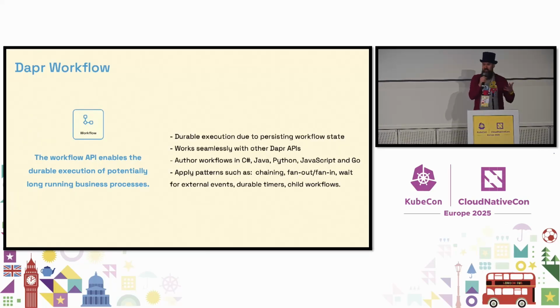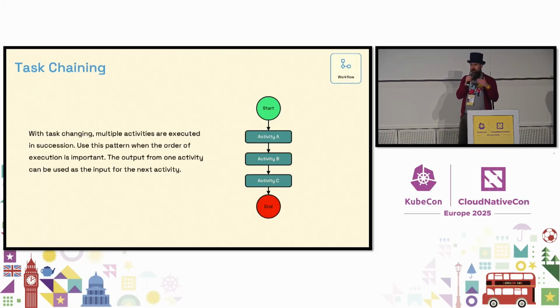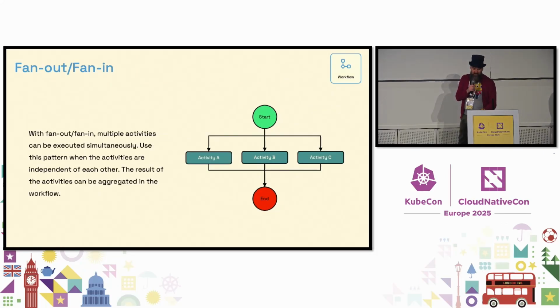So you can use C# or Python or Java, JavaScript or Go to write your workflows, and you can use different workflow patterns. So for instance, if the order of certain tasks is important, you can use task chaining. If there's no dependency between activities, you can use the fan out, fan in pattern, and then still aggregate the result over all of these activities once they have been completed.